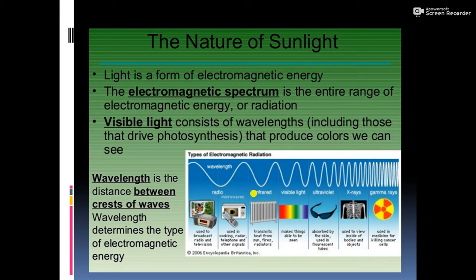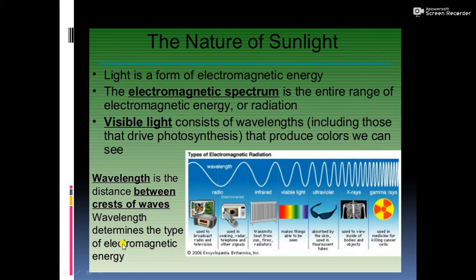Here we are talking about the light energy. To understand the light energy properly, we need to have some basic discussion about the nature of sunlight. Light is a form of electromagnetic energy. The electromagnetic spectrum is the entire range of electromagnetic energy or radiation.